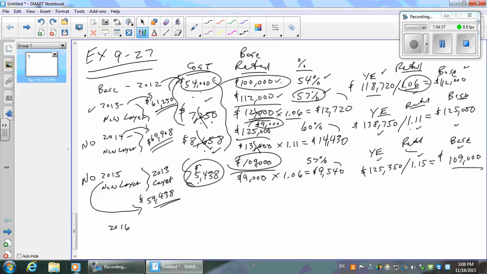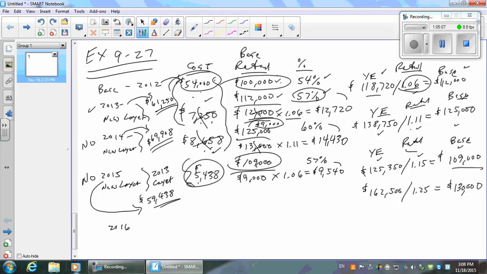2016 is going to have a new layer, isn't it? What do we have in 2016? Year-end is what? 162,500. What's the price index at that time? 125. What would it have cost us in the base year to buy it? 130. Yeah, 130. So do I have a new layer?